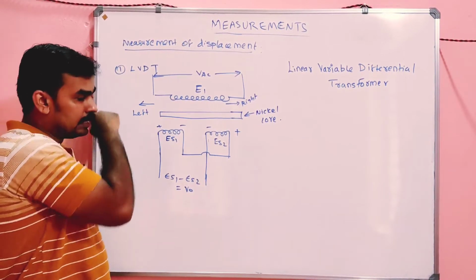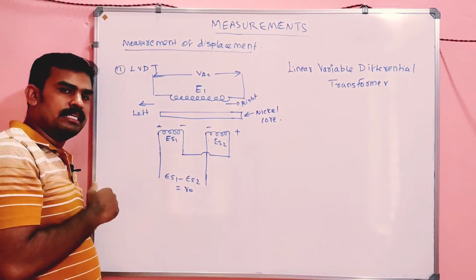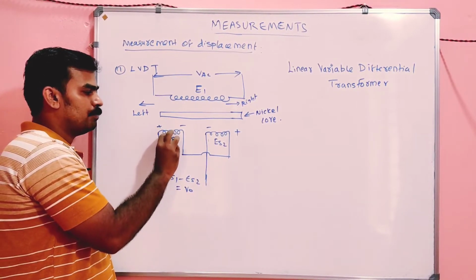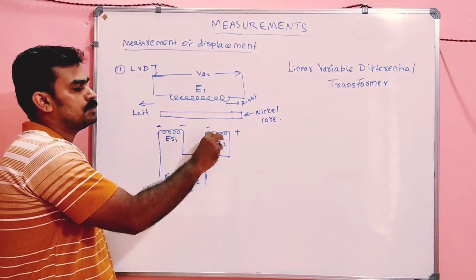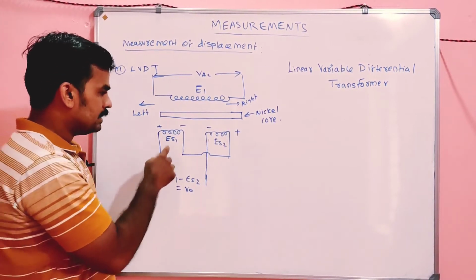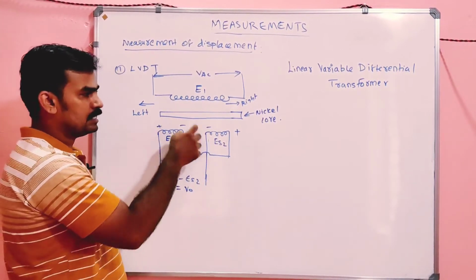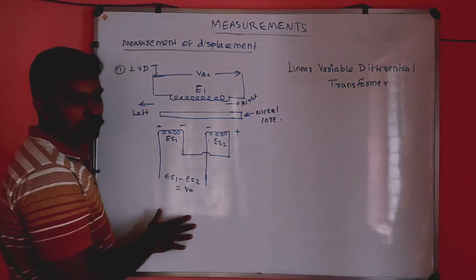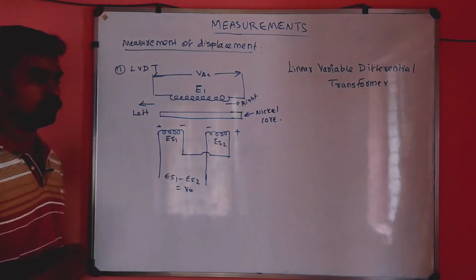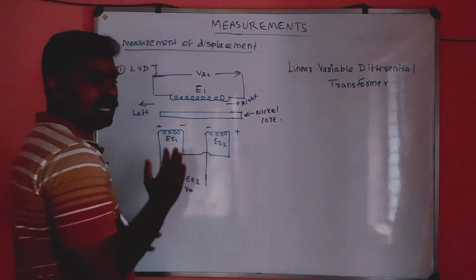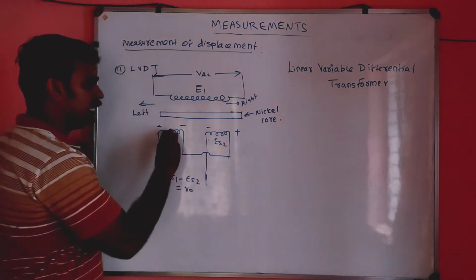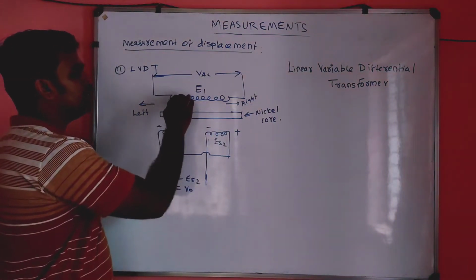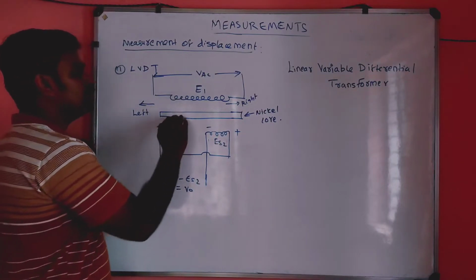But the whole of the secondary coil is divided into two parts. One is producing a certain voltage ES1 and another is producing a certain voltage ES2, and the connections are made like this. And the output voltage will be nothing but ES1 minus ES2. That is the change in voltage will be the output voltage. And in between the primary and secondary coil, my dears, we are using a nickel core.